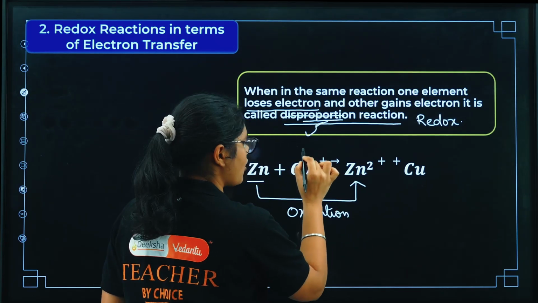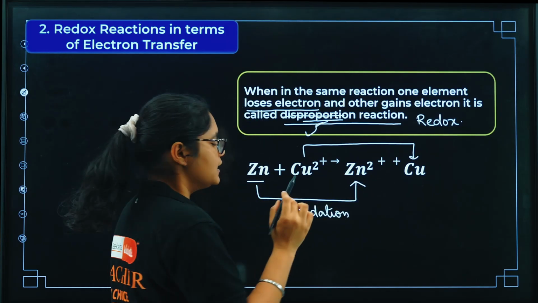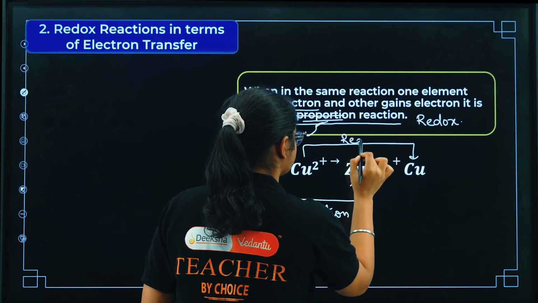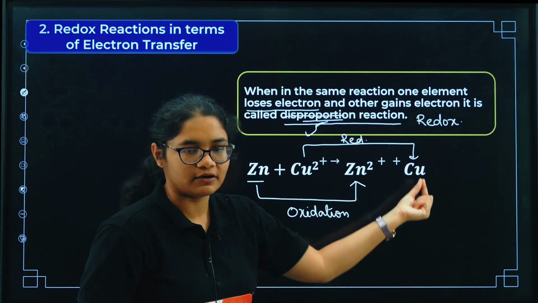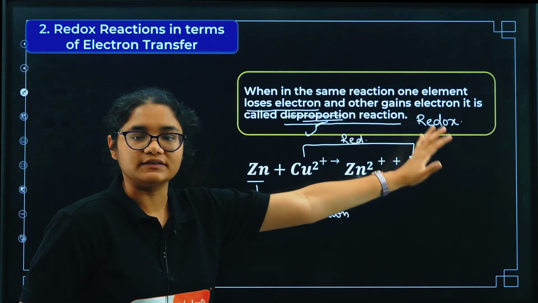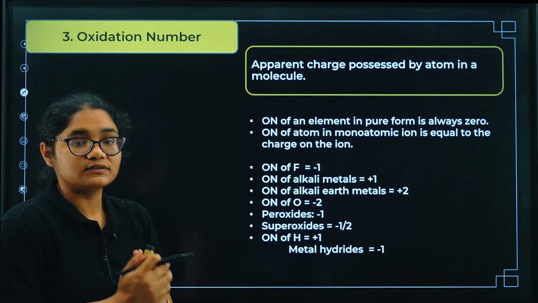Okay, now if you see Cu2+ to Cu, copper will gain 2 electrons to become copper. So here copper is undergoing reduction. When in the same reaction you have one oxidation and one reduction, that is nothing but a redox reaction. Okay, fine. Now let us talk about what is oxidation number.